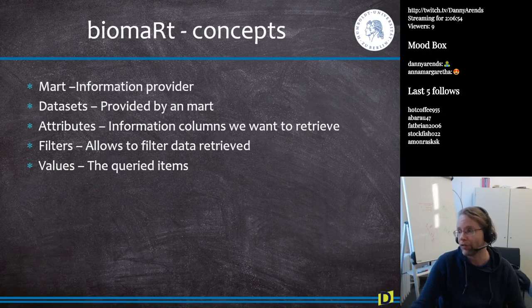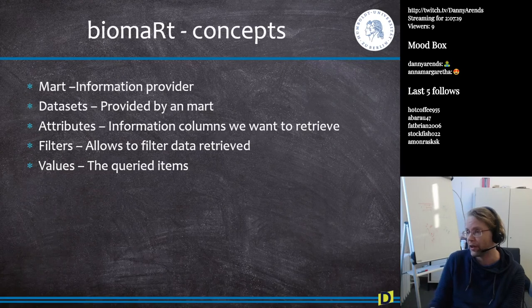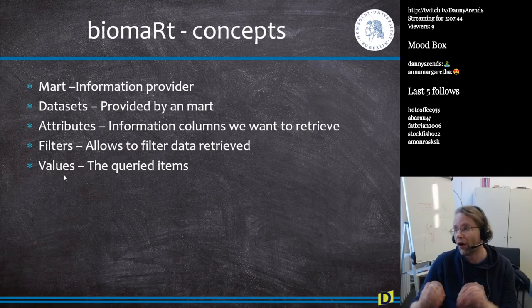There are literally hundreds of filters, but the attributes, the filters and the data sets are unique to every MART. So Ensembl provides different data sets than NCBI, and KEGG also provides different data sets from NCBI, and the filters are also different, right? Ensembl might allow you to filter based on Ensembl gene ID, while NCBI might allow you to filter based on Entrez ID because they just use a different ID. And then it has values, and the value concept is the things that we are querying for. So I can say, from the data set mouse, give me the attribute, which is, for example, the chromosome and the position of a certain gene. The filter is the Ensembl gene ID, and then the value is the Ensembl gene ID of the gene that I'm interested in.